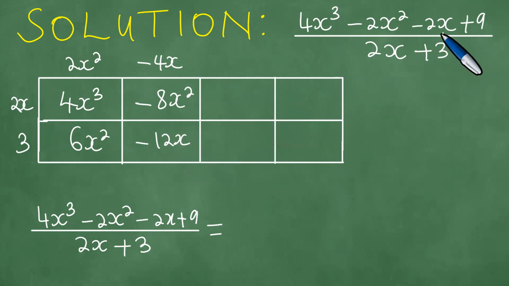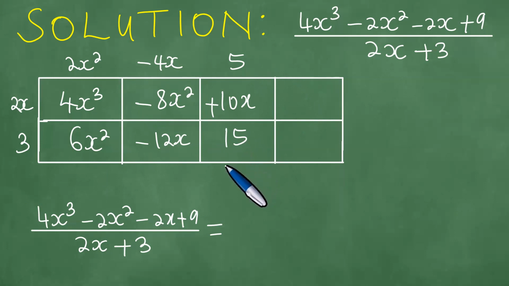Now looking at the linear terms here, we want to add a term to minus 12x to get minus 2x, and we can only add 10x. We now take the 10x, we divide by 2x, we get exactly 5. 2x by 5 is 10x, 3 by 5 is 15.